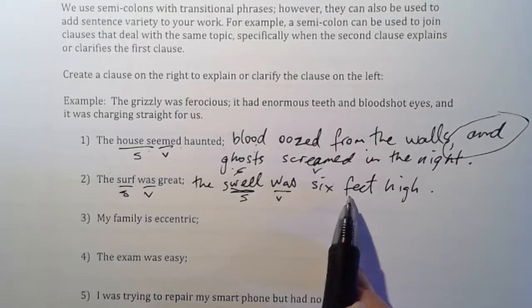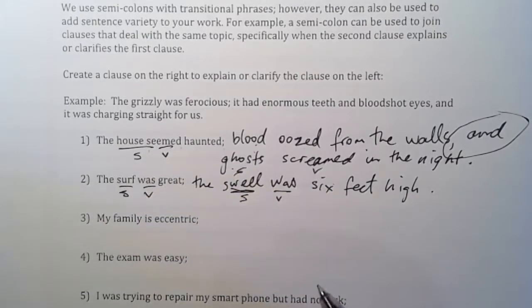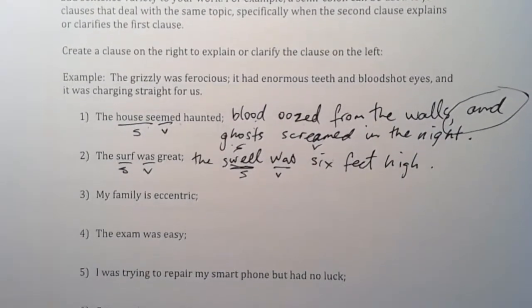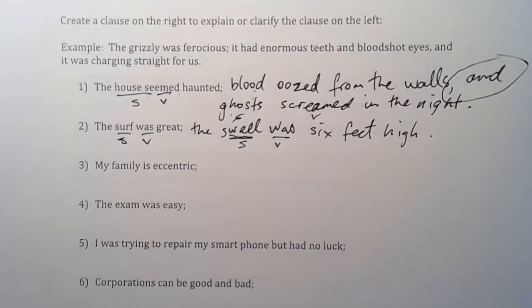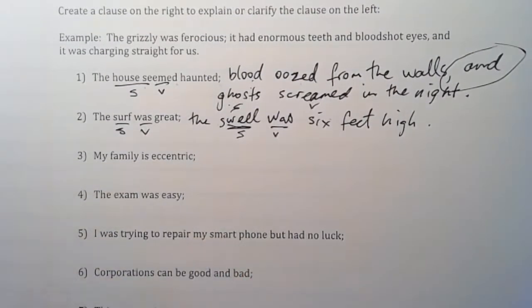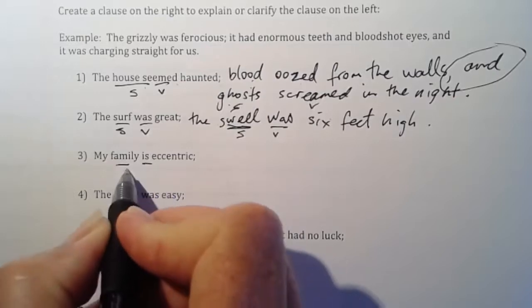6 foot is pretty good around here for a swell. I don't think we get 6 foot ever. That would be a good surf day, I guess. If I were a surfer, I could be a bit more specific. I'm not. Here's a good one I can be very specific about. My family is eccentric. Subject, verb.